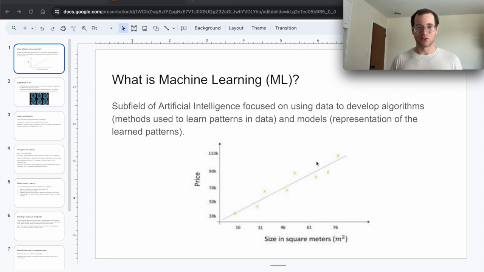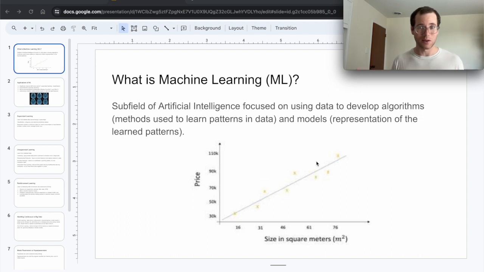So at the very high level, machine learning is about taking data and trying to develop algorithms and models from that data. And so the algorithm is a method that we're using to learn some kind of pattern in the data. So if I gave you this chart right here and I had a bunch of different scatter plot points, if you think there's a linear relationship in this data, you're going to be applying a linear regression algorithm.